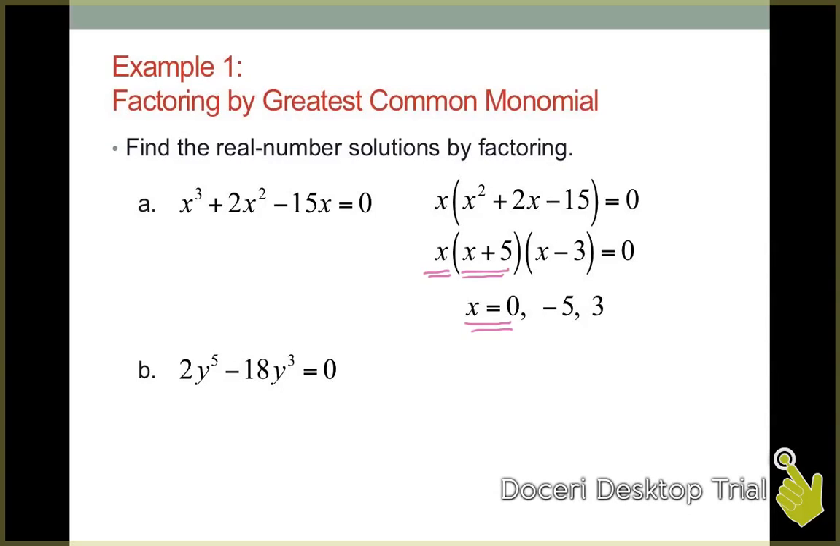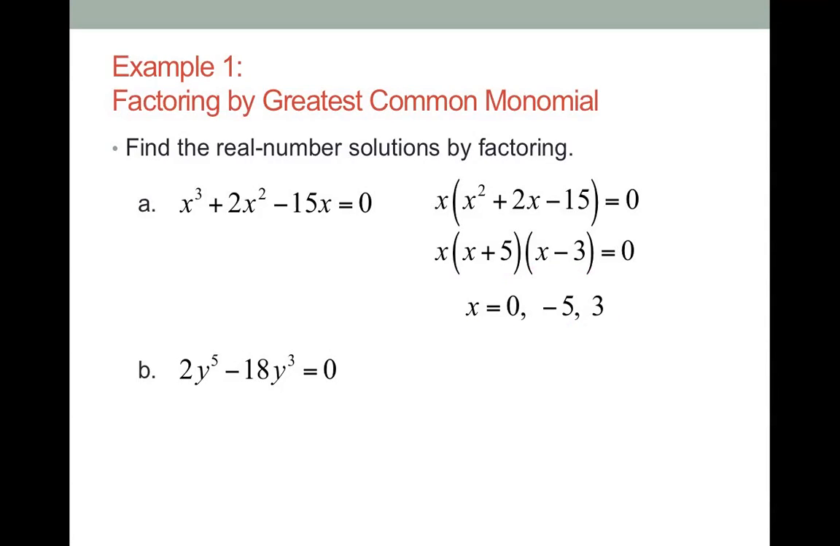From x plus 5, if we set that equal to 0, we get x equal to negative 5. And from x minus 3, if we set that equal to 0, we get x of positive 3. So three possible solutions here for this equation are x equals 0, x equals negative 5, and x equals 3.